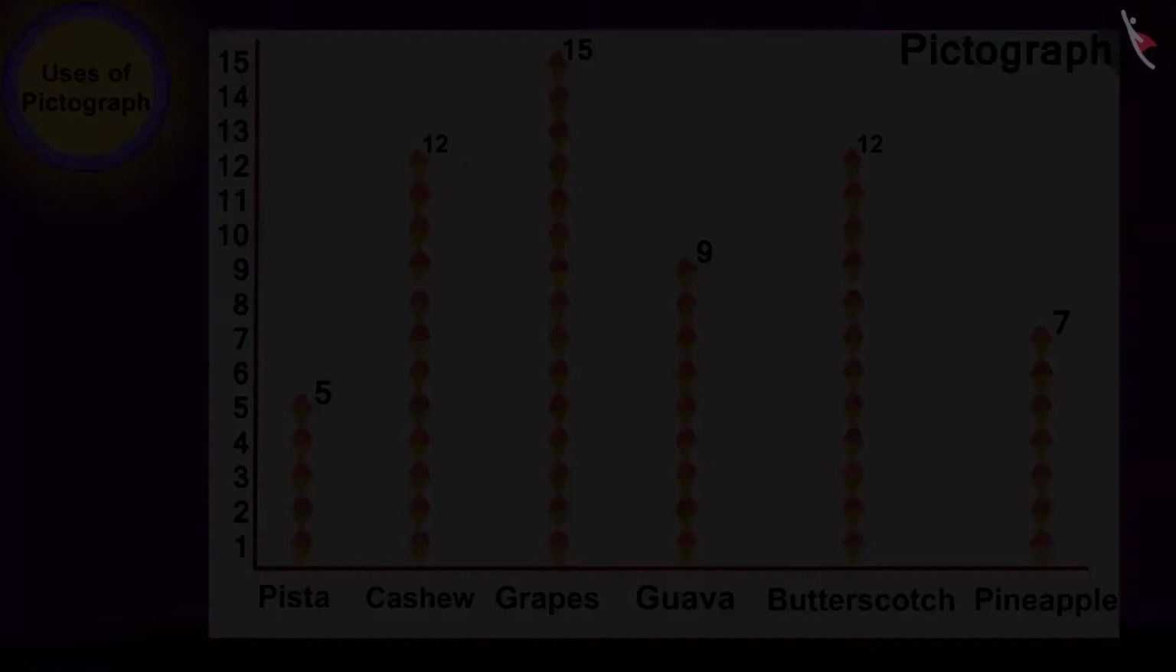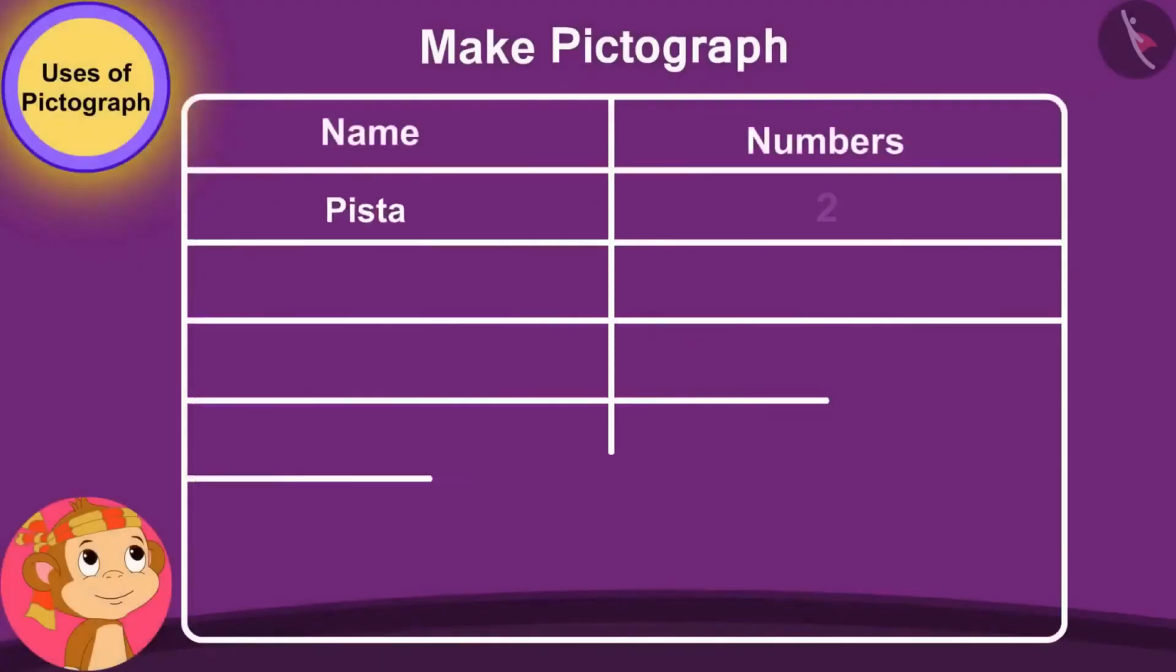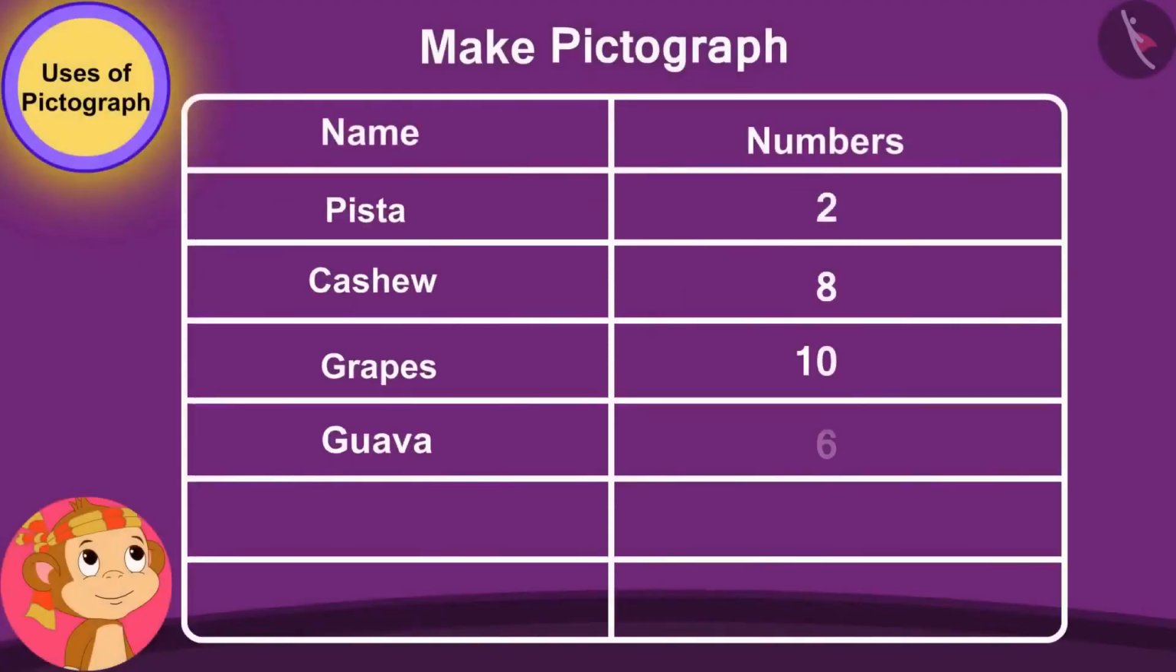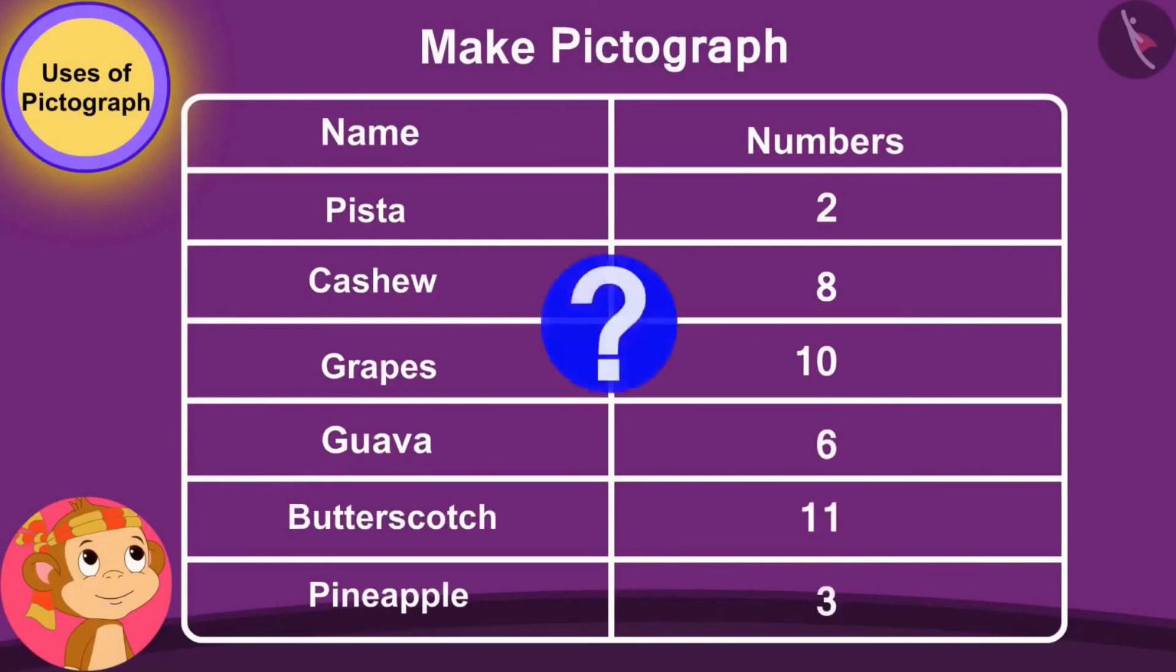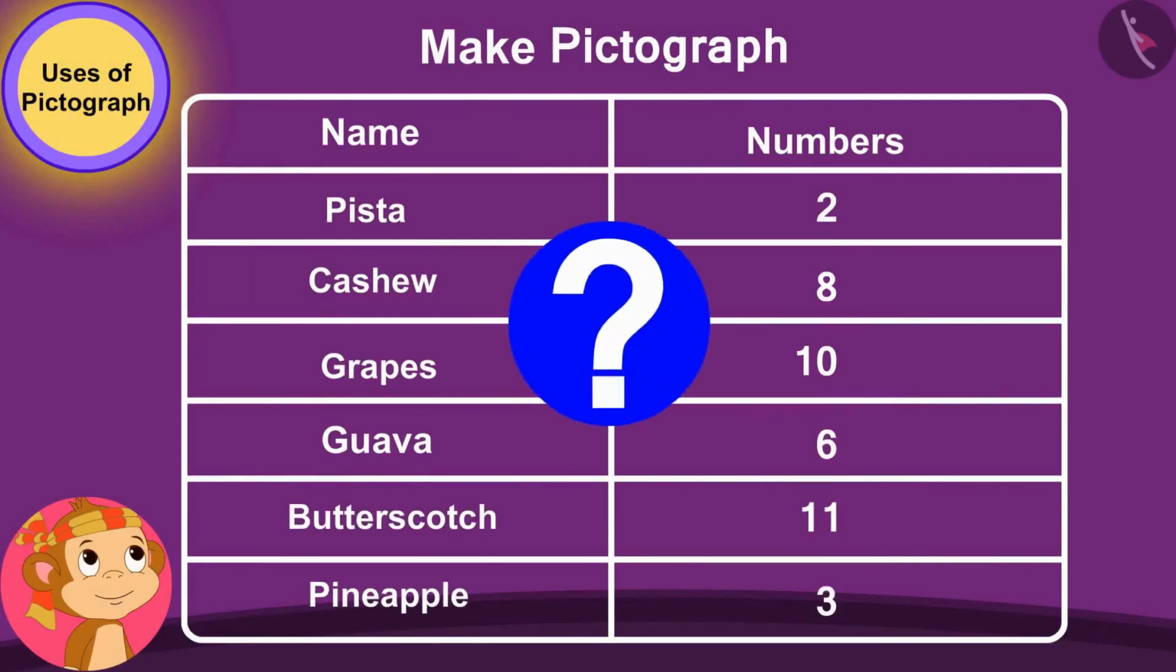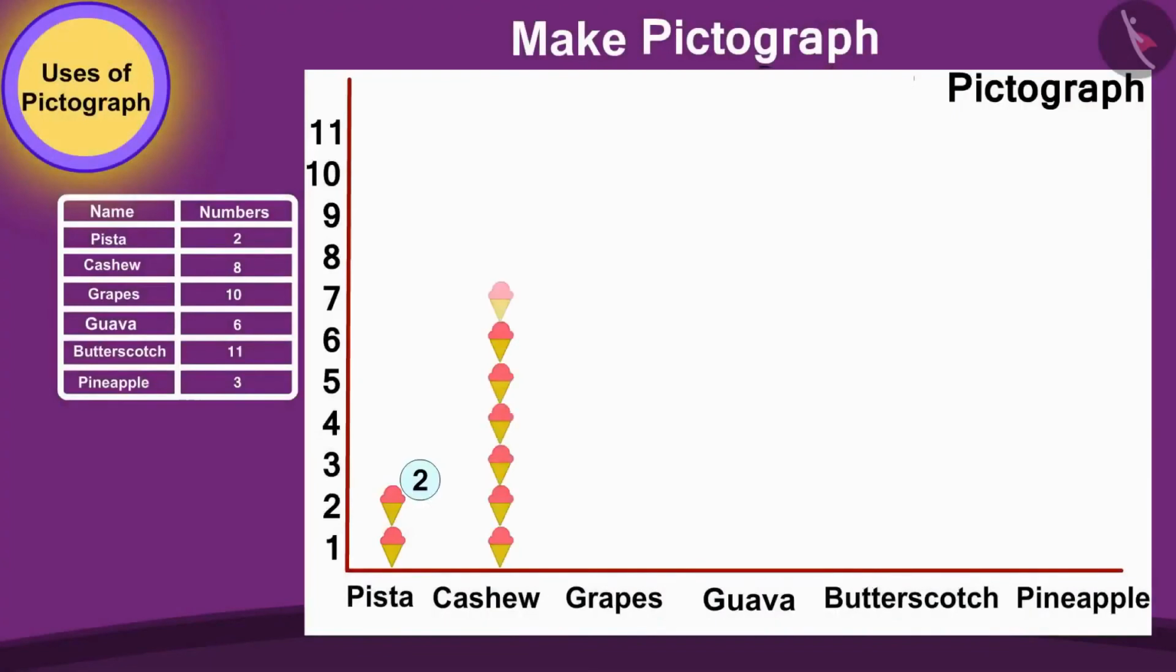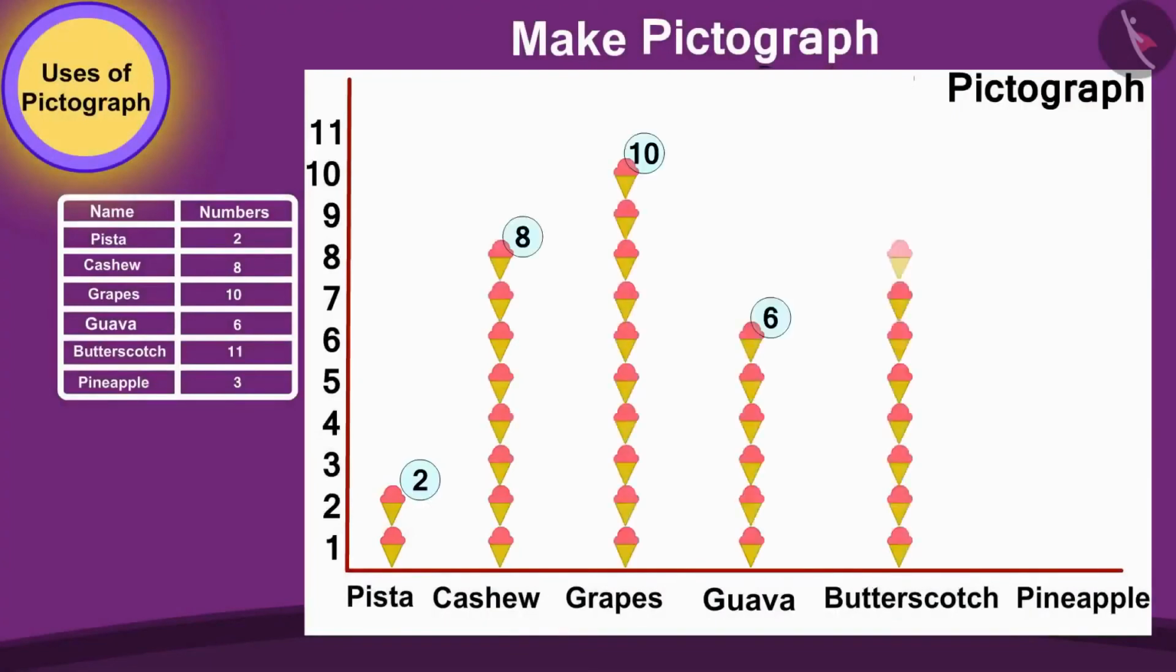Children, if Babban would have recorded these numbers in such a table, can you make a pictograph showing the information? You can make this together with your friends. Well done, children. You have created this pictograph perfectly.